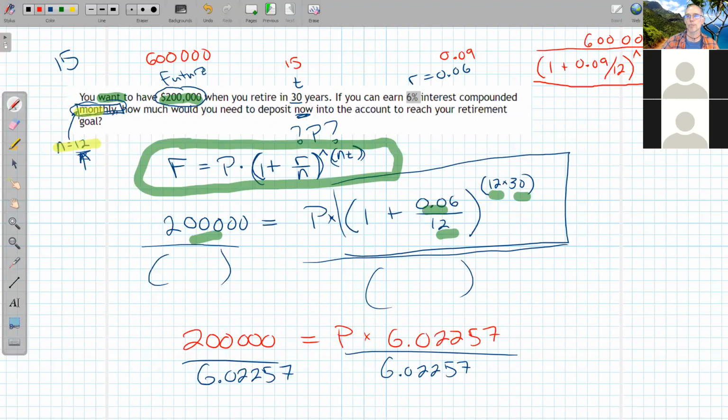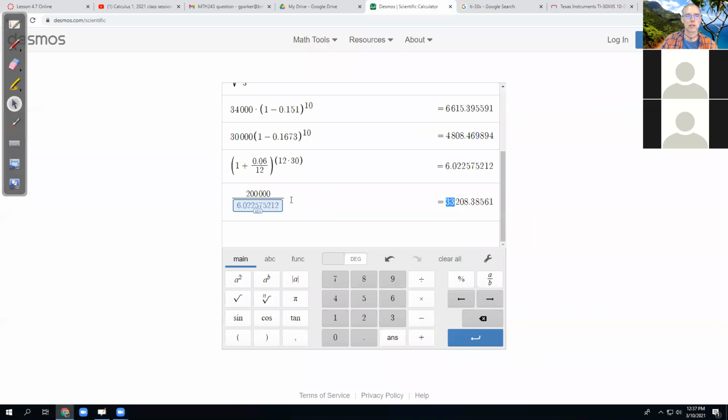Okay, 600,000 divided by parentheses 1 plus 0.09 divided by 12 close parentheses to the power of 12 times 15 close. Correct. And I got 15632.97. I'm going to do this in stages. First, I'm going to calculate the number times P.